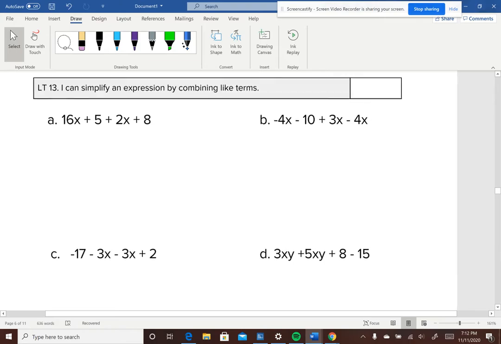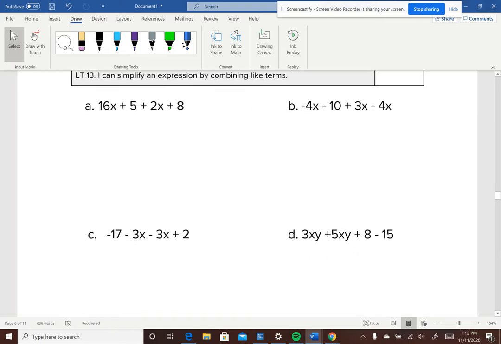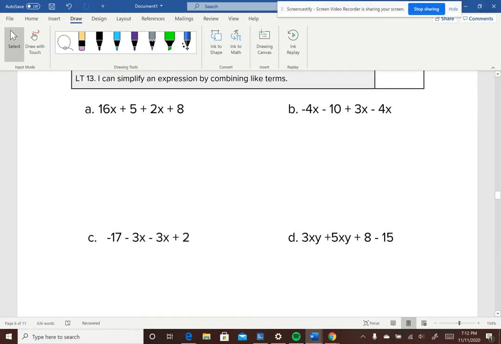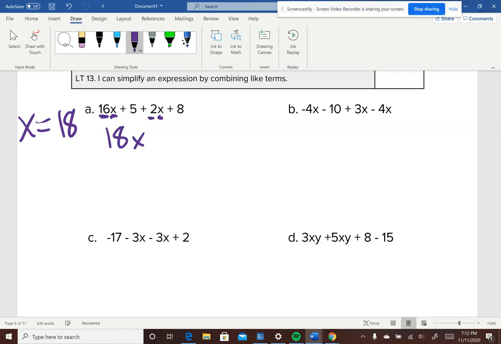All right, now we're looking at simplifying expressions by combining like terms. Now remember, like terms, those are numbers with the same variable after it, okay? So here we have x and I have x. So think about it. It's like we have a team of x's, all right? How many players are on the team x? 18 total, right? 16 plus 2, so I have 18x now.